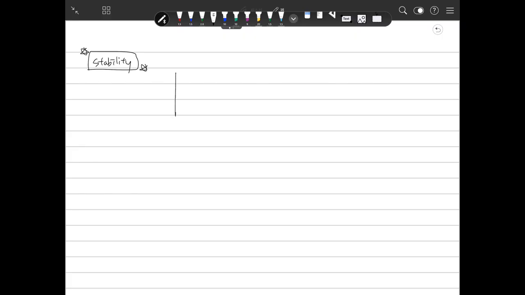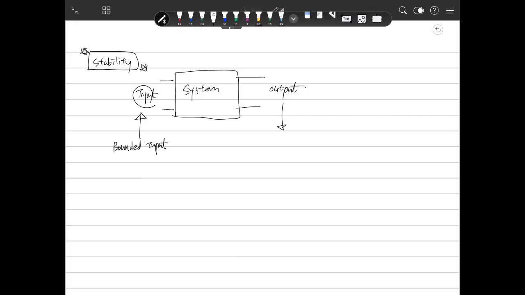For example, we have some system. We insert some input, and this is the output. So if we insert a bounded input, then the output is bounded. Then we call that generally stable. The system is stable. In Korean, 안정적.